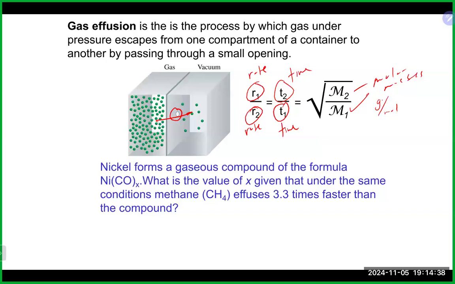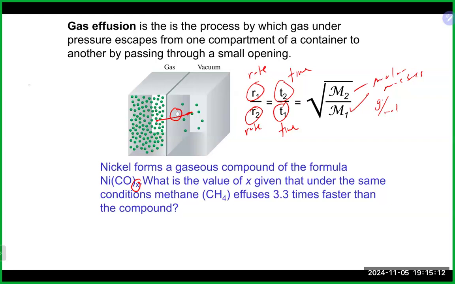Where we left off was with gas effusion, and again, this is the process where you have a small opening in a container where gases are separated by a partition. We can use this formula to calculate different things. So for example, let's take a look at this question. We want to eventually know the formula for this unknown gas compound, if under the same conditions, methane will effuse 3.3 times faster than the compound.